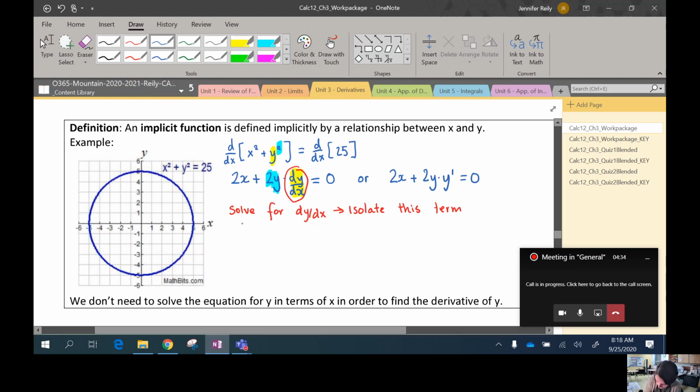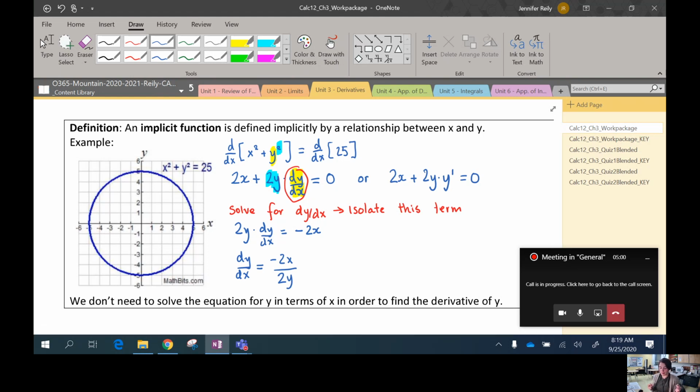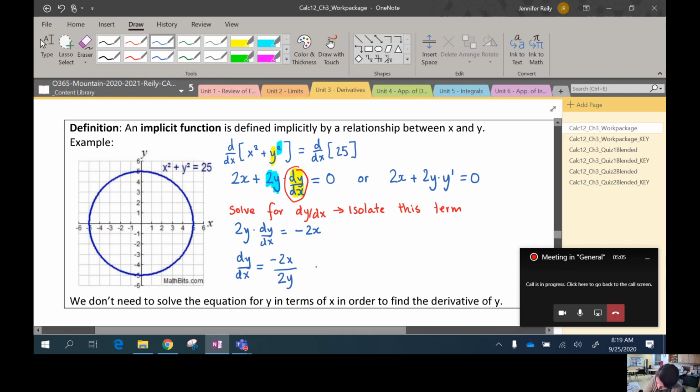I'm going to bring the 2x to the other side of the equation by subtracting it from both sides. Then 2y is being multiplied by dy dx, so I'm going to divide both sides by 2y. And there we go, we've got our derivative, dy dx. That is the slope of the tangent line. If you have a particular point on the curve, you can plug that point in and find the exact slope of the tangent line. We can just simplify it by canceling out those 2's.